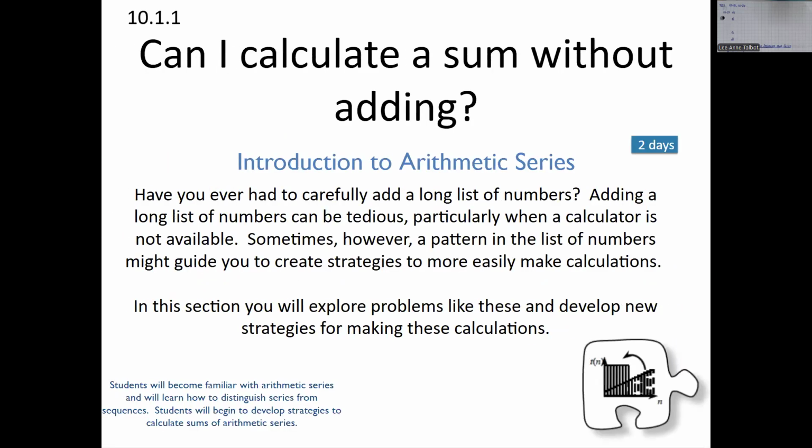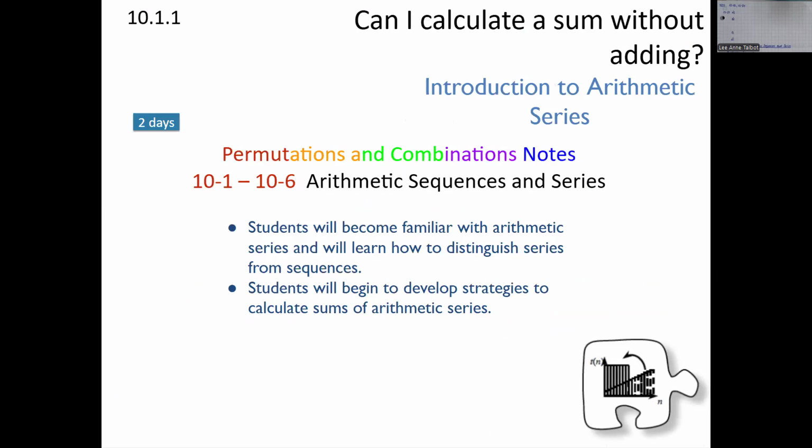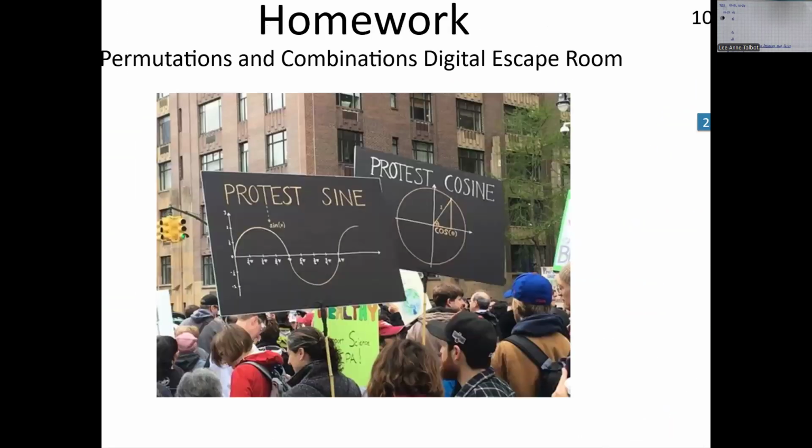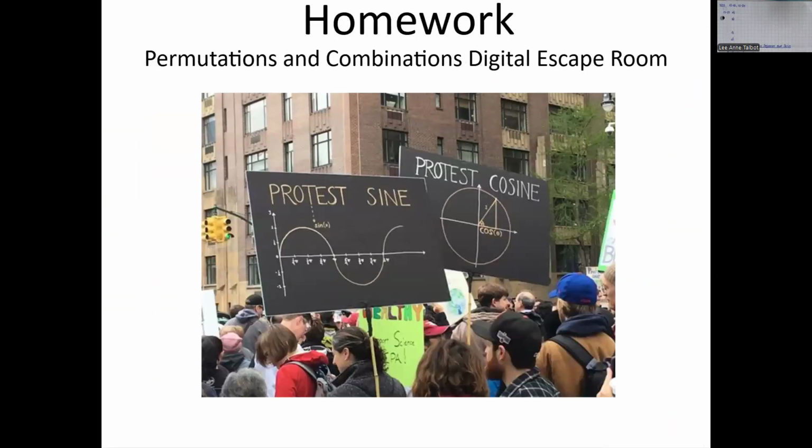Okay, so this is back to Friday. We did the permutations and combinations notes, which I made in rainbow because of my pens. And we started 10-1 to 10-6. And here was my joke. There is a protest sign and a protest cosign.